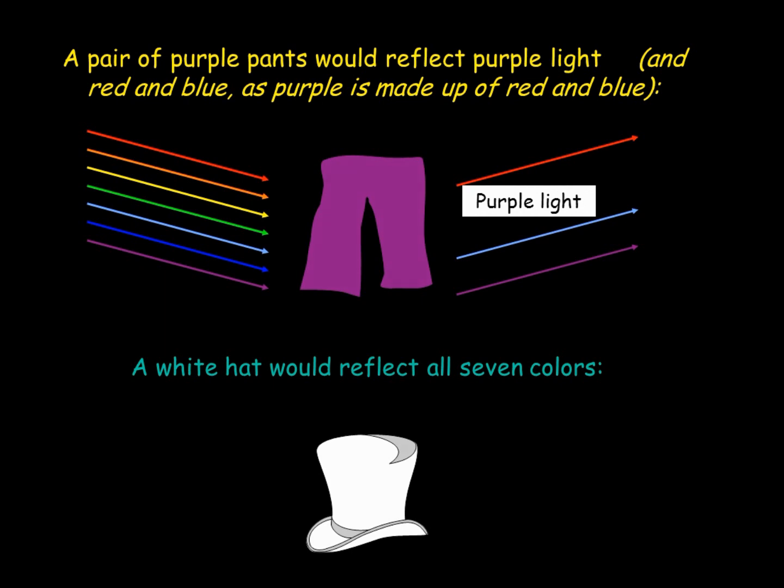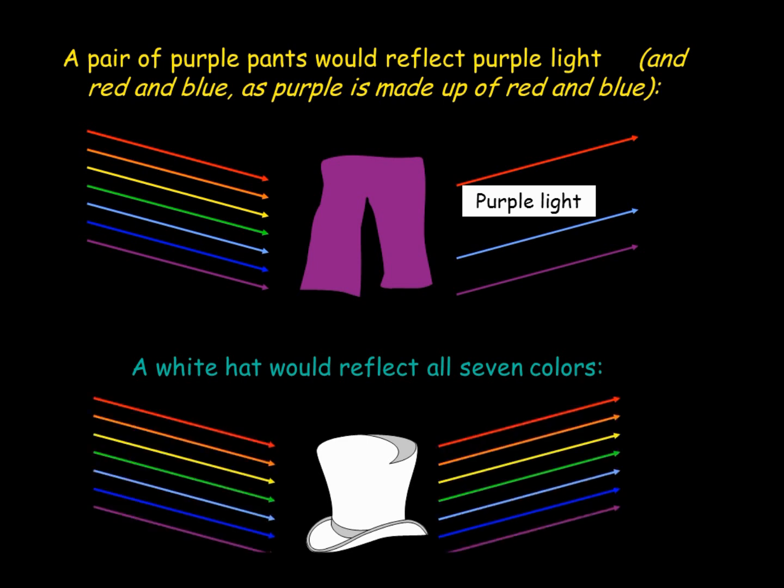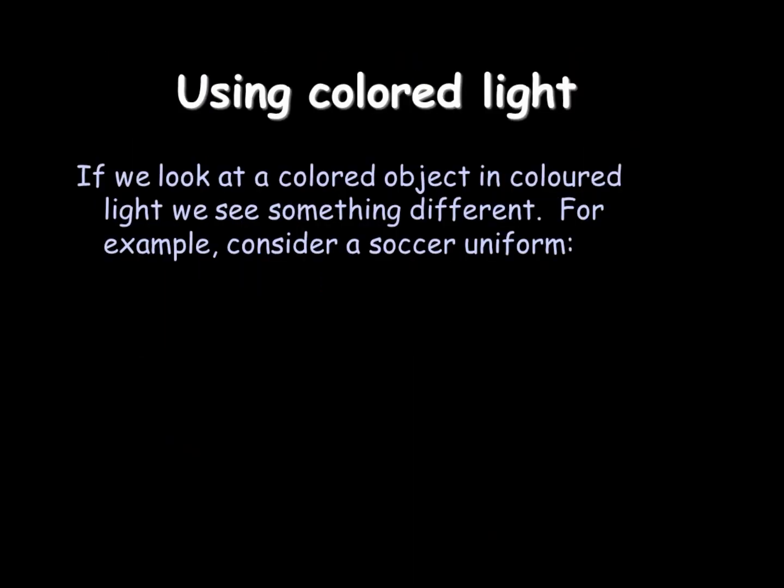A white hat reflects all 7 colors. So that means that all 7 go in and all 7 come out. They combine in your eye to form white. But that's only if we start with white light. If we start with a colored light, then only one colored light comes in and things can get weird.